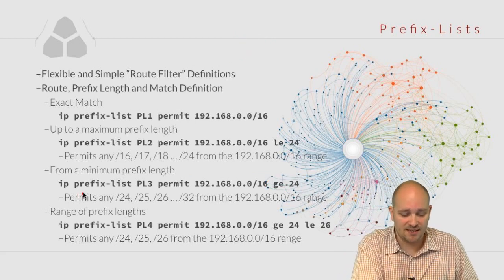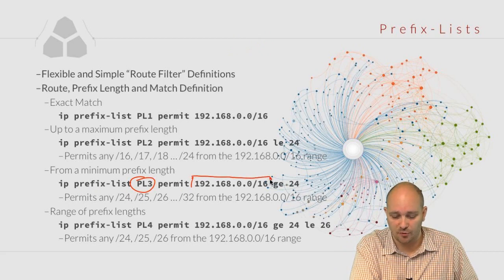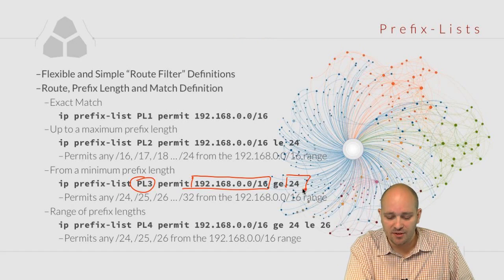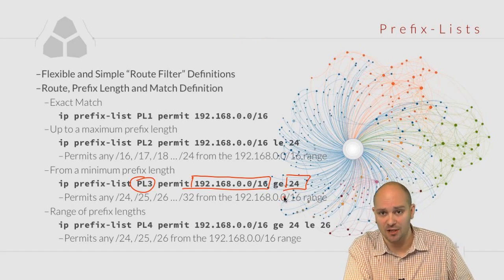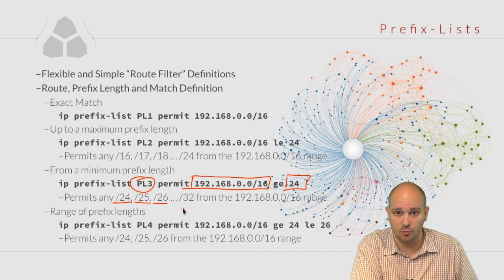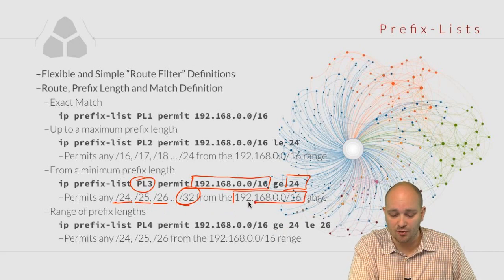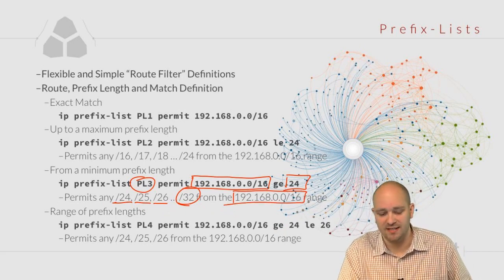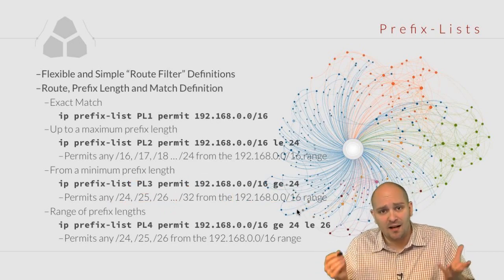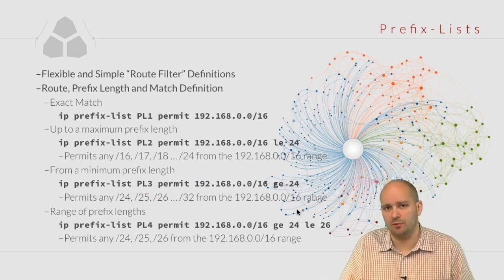So given this syntax here for prefix list PL3, we are going to allow all the prefixes from the 192.168.0.0/16 range that have the prefix length of /24 and above. So this would permit /24, /25, /26, all the way to /32, as long as the route comes from the 192.168.0.0/16 range. And the last example is probably the one that is most difficult to understand.